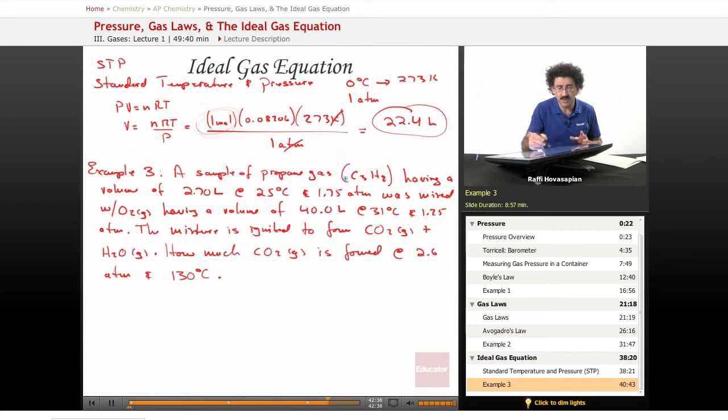So I have a sample of propane gas. It's sitting in 2.7 liters, temperature is 25 degrees Celsius, and the pressure on it is 1.75 atmospheres. That's in one vial. In another vial, I have 40 liters of oxygen gas. The temperature is 31 degrees Celsius, 1.25 atmospheres. I mix them together and raise the pressure to 2.6 atmospheres, 130 degrees Celsius. I want to know how much CO2 is formed under these circumstances.